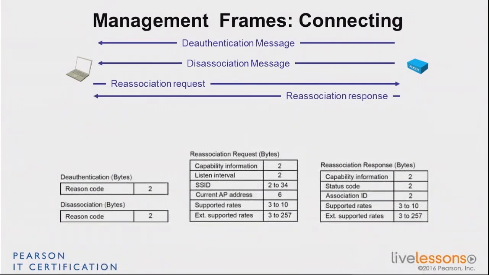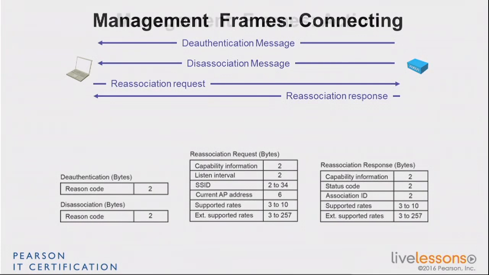If you look at the frames, the ones which are interesting are the deauthentication and disassociation. Because you see, the only thing you say basically is why. So you're out for that reason. When you send your request, the reassociation request and the reassociation response is exactly like the association request and the association response. The subtype is different, so we know you're coming back, but the structure, the things you exchange, are exactly the same.